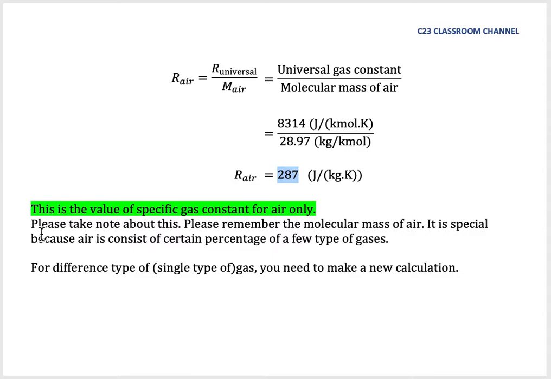So please take note that the molecular mass of air is a little bit special because air consists of certain percentages of a few types of gases. It is not only oxygen alone or nitrogen alone, so it is a mixture of them. So we take the universal value of molecular mass for air as 28.97. So please remember this in your calculation.